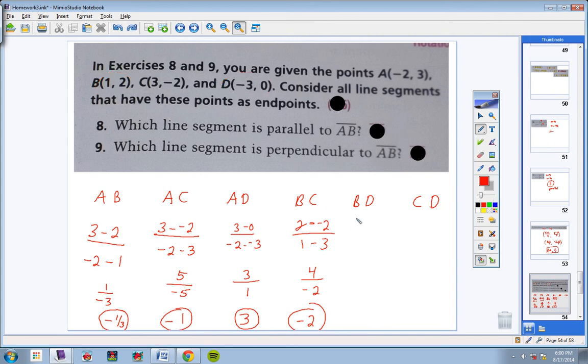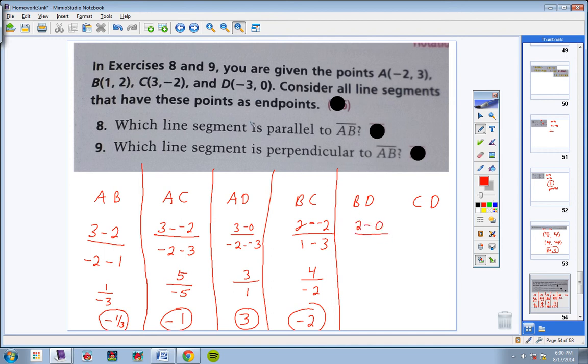So y minus y, let's go ahead and put some dividers up here real quick so it's not so confusing. Now let's move on. Y minus y, or excuse me, BD. So we'd have 2 minus 0, and then x minus x is 1 minus a negative 3. 2 minus 0 is 2. 1 minus a negative 3 would be 1 plus 3, which is 4, and 2 over 4 reduces to 1/2.